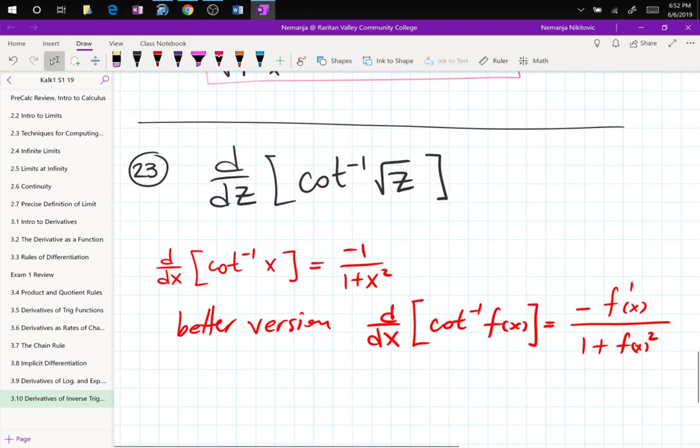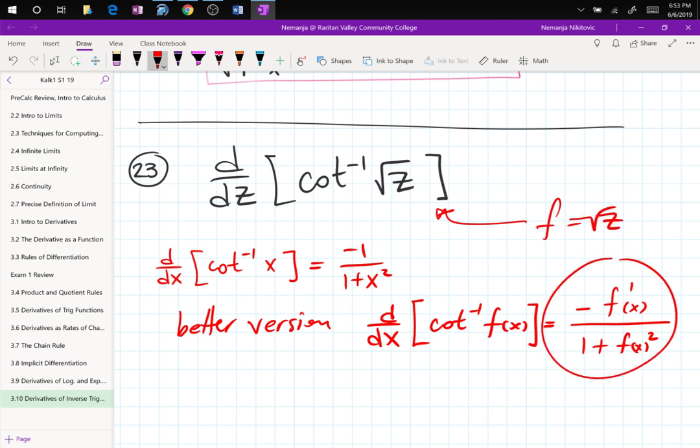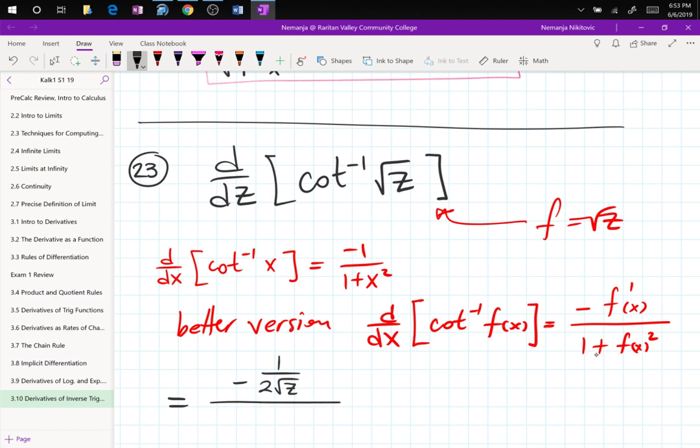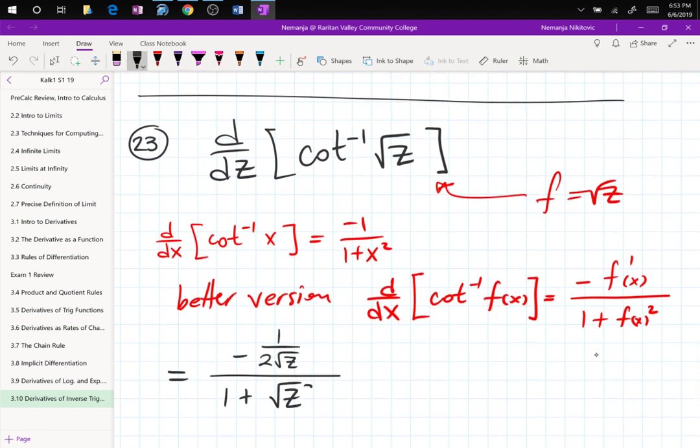So when you realize now that your f over here is root z, then following the prescription over here, you can quickly come up with the answer. So what's the answer? The derivative is equal to? Yes, so we have a negative, and then this should be the derivative of root z. Well, maybe you memorize, maybe you're not, but it's 1 over 2 root z, right? 2 root z, yes. Divided by, and we have 1 plus, and now it's original root z squared. And now you make it pretty.